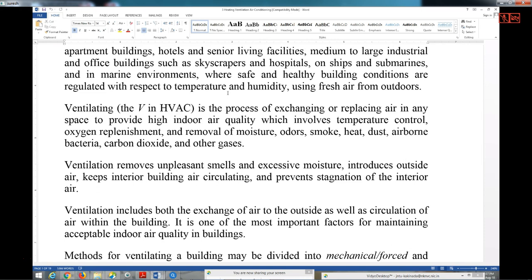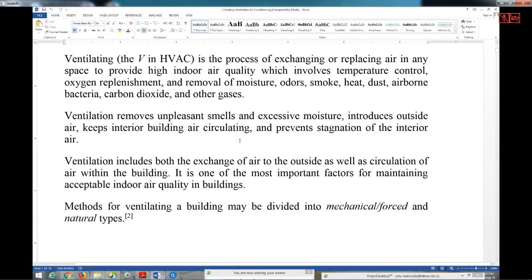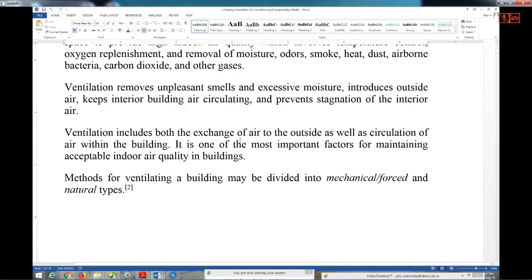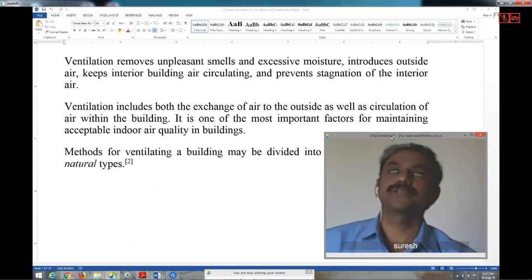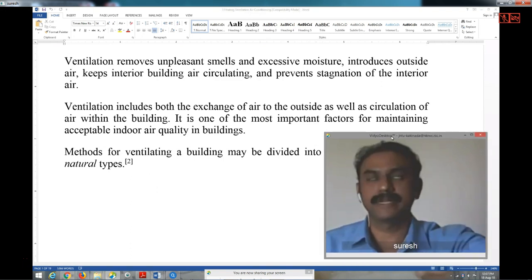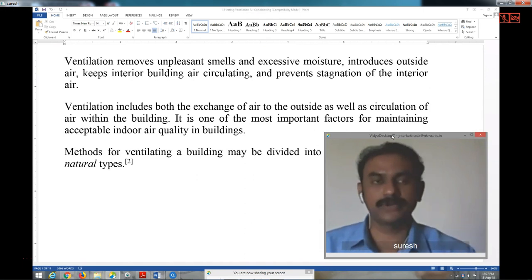So this air ventilation removes unpleasant smells and excessive moisture, introduces outside air, keeps interior building air circulating, and prevents stagnation of the interior air. Whether or not AC is available, in all houses, at the extreme top of the building, at the point where the wall and the roof meet, we provide some ventilation box. Try to observe where the wall of your room is joined with the roof. At that location, we provide some small air holes. That is called ventilation.